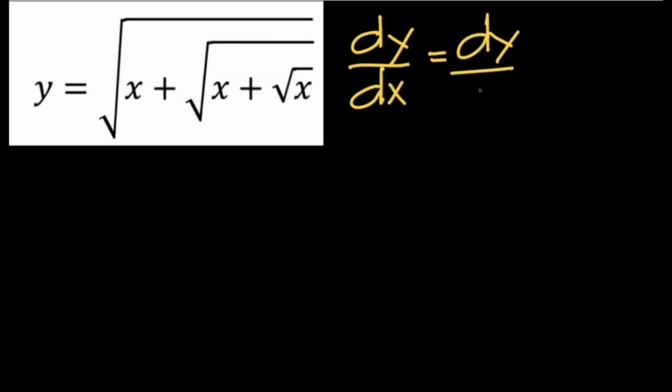Now we're given this function y equals the square root of x plus the square root of x plus square root of x. To find the derivative dy over dx, we can use the chain rule and implicit differentiation. So let's recall what the chain rule is. dy over dx is just equal to dy over du times du over dx.